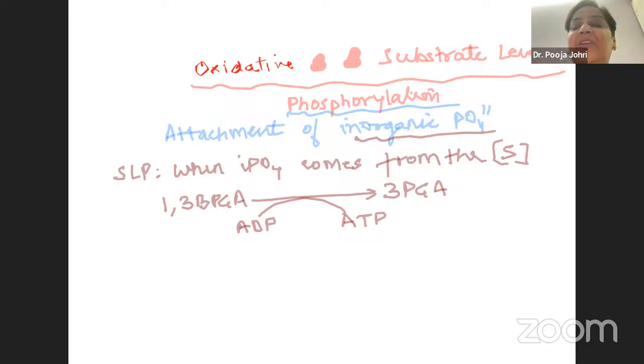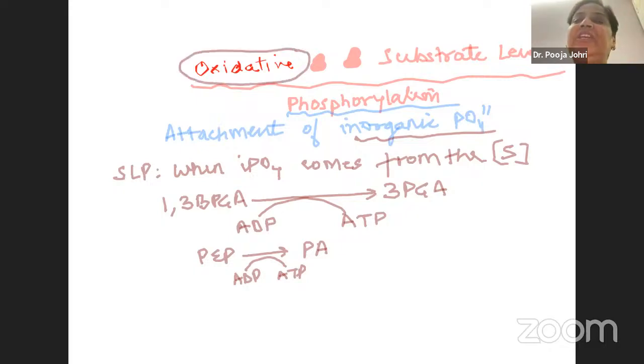Another example I can quote, when PEP is converted into pyruvic acid. Again, you can see PEP, phosphoenol pyruvic acid, right? And pyruvic acid, again, ADP ने क्या किया? ADP will take the inorganic phosphate to form ATP and the phosphate will be given out. Clear? So this is substrate level phosphorylation. Now coming over to oxidative.